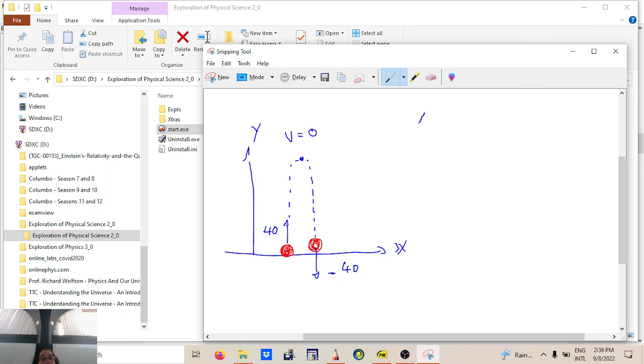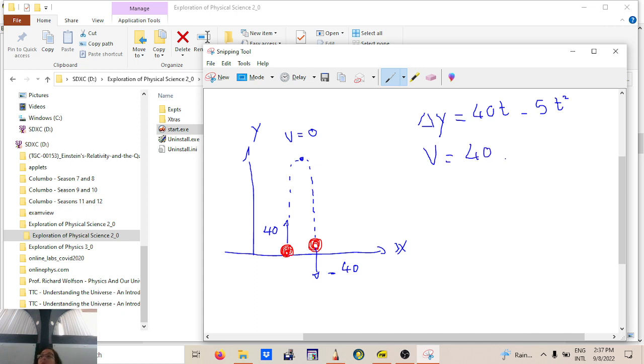So what are the kinematics equations? Displacement will be initial velocity, which is 40t, very good, and then negative 5t squared. Very good. You see, it makes a parabola curve down. That's why I have a negative here. Is that clear? The velocity is going to be initial velocity, which is 40.